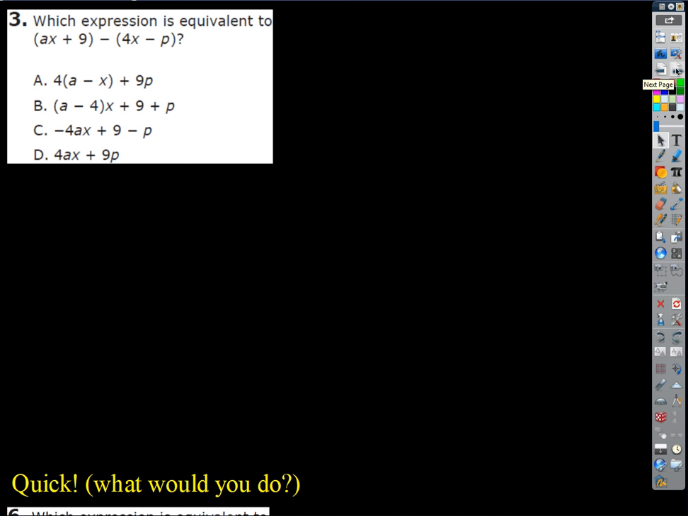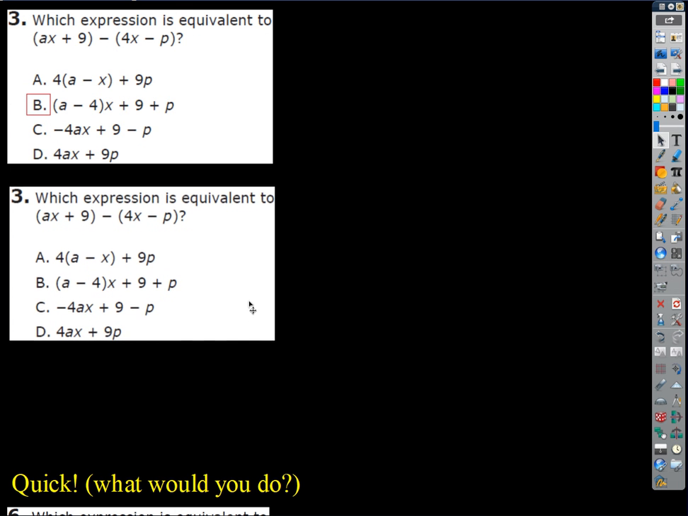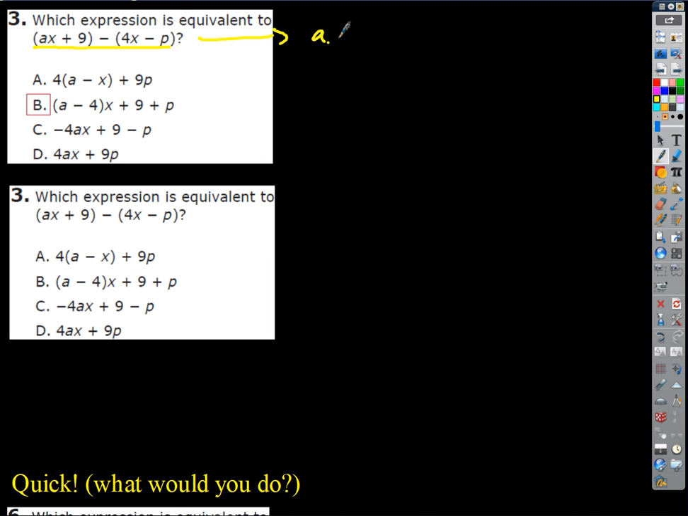Okay, which expression is equivalent here? So here's one where we could do this a couple ways. So we could do this the long way, right? We could do this algebraically. I could take this top one, and I'm just going to simplify it, right? If I distribute and add like terms, don't I just get ax plus 9 minus 4x plus p?